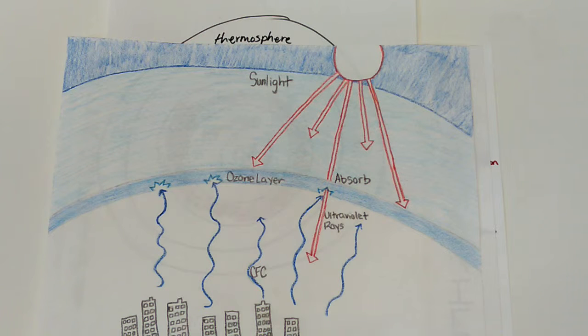Substances that generally cause ozone depletion are chlorine, fluorine, bromide, carbon, hydrogen. Some human produced ozone depletion gases are chlorofluorocarbon and carbon tetrachloride.